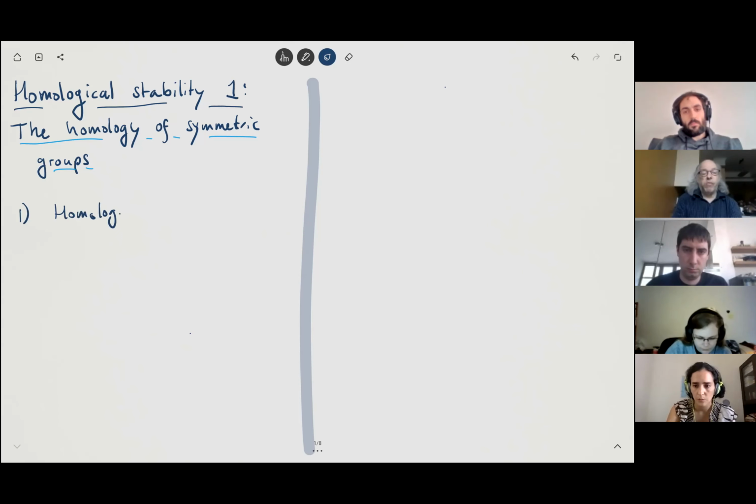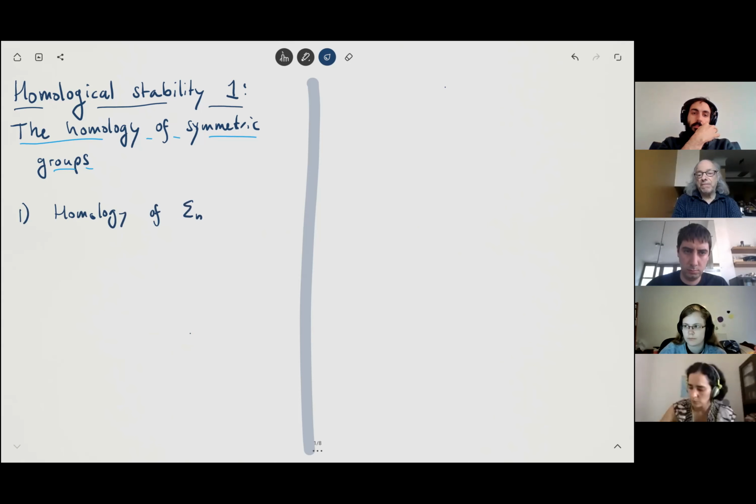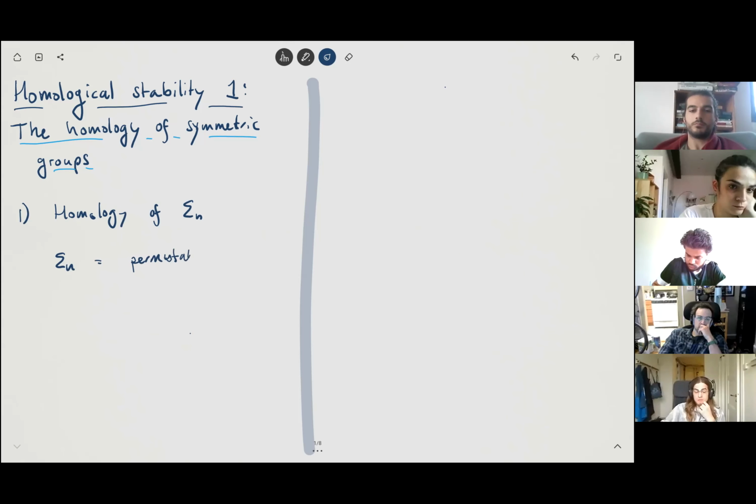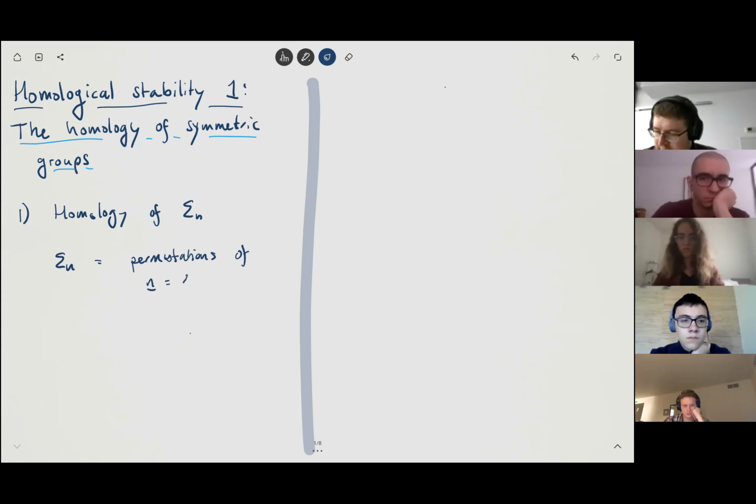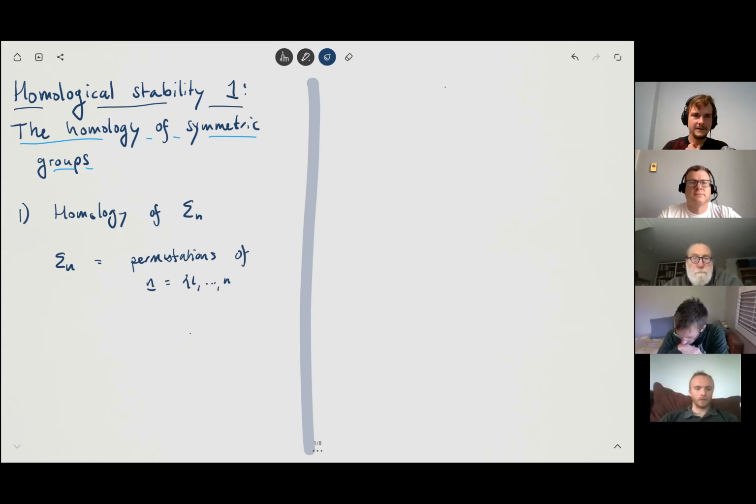So we all know what a symmetric group is, right? Sigma n will be the permutations of the set with n elements. I'm just fixing some notation here. And how is that defined? Well, in this mini course, I'll define it through the classifying space.